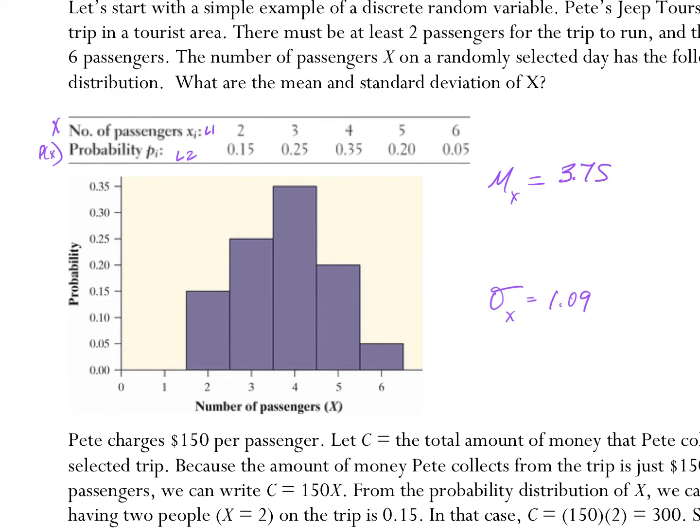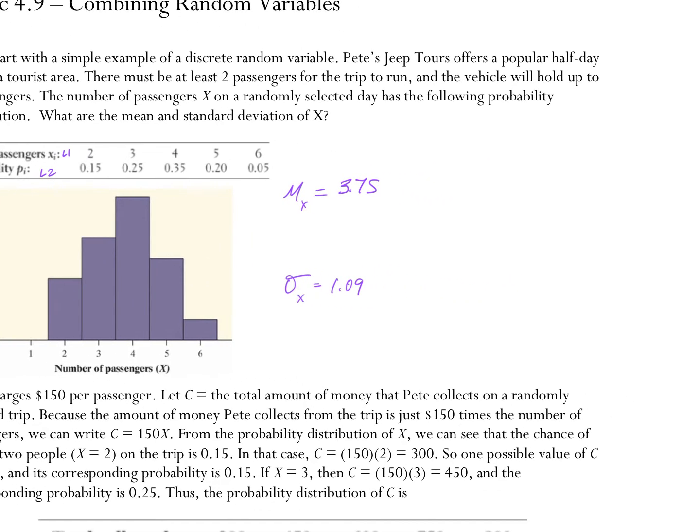Okay, from there, I want to make sure we understand what work would be expected to get full credit if this were, say, a free response question. You would have to do 2 times 0.15 for the mean anyway.